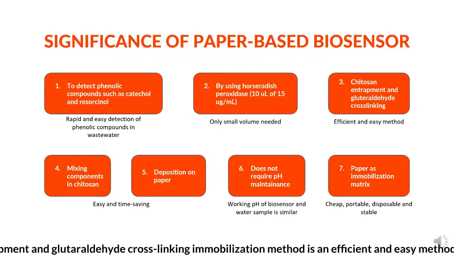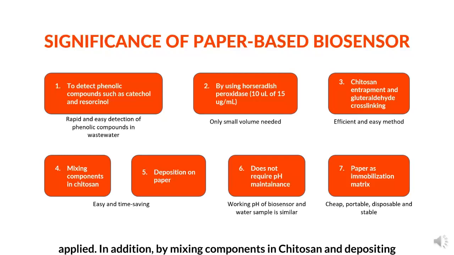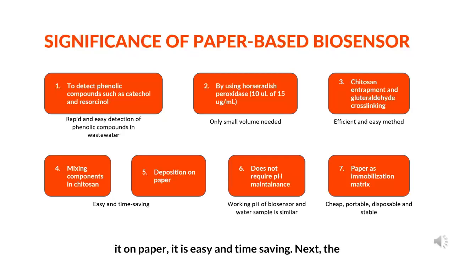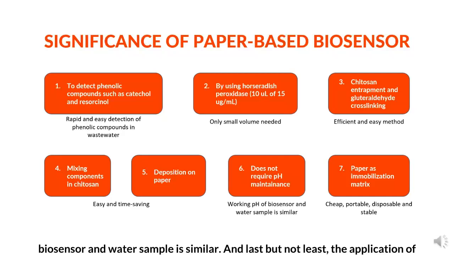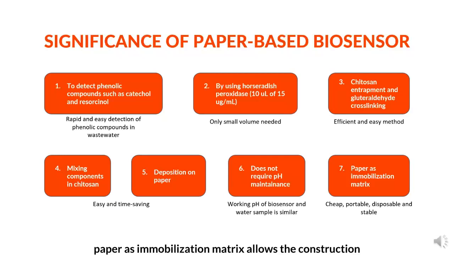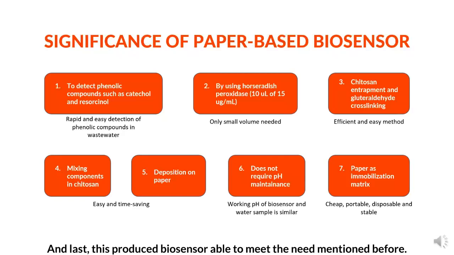Furthermore, the chitosan entrapment and glutaraldehyde cross-linking immobilization method is an efficient and easy method to be applied. In addition, mixing components in chitosan and depositing it on paper is easy and time-saving. Next, the biosensor does not require pH maintenance because the working pH of the biosensor and water sample is similar. And last but not least, the application of paper as immobilization matrix allows the construction of the biosensor to be cheap, portable, disposable, and stable. And thus, this produced biosensor is able to meet the needs mentioned before.